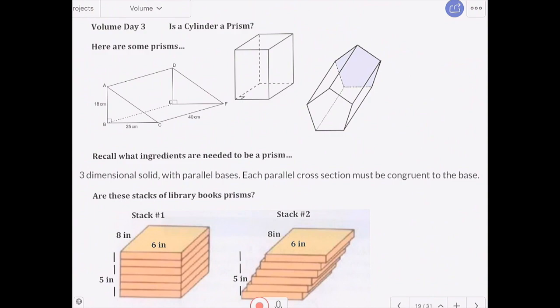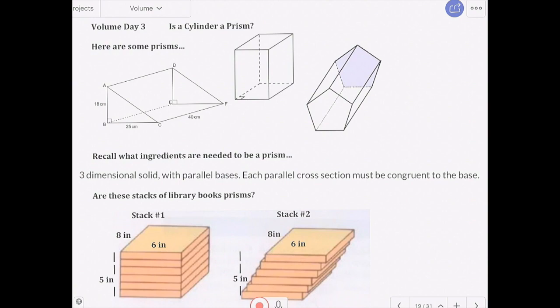In this lesson, we'll be taking a look at the volume of cylinders. Before we actually do that and get into our feature question of is a cylinder actually a prism, let's take a look at what prisms are, since it's something that's probably new to your experience.